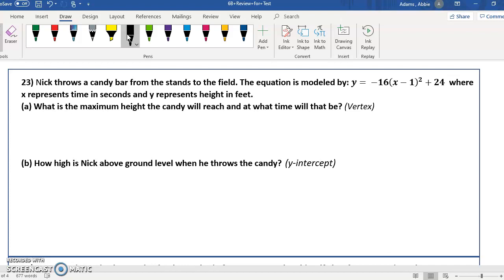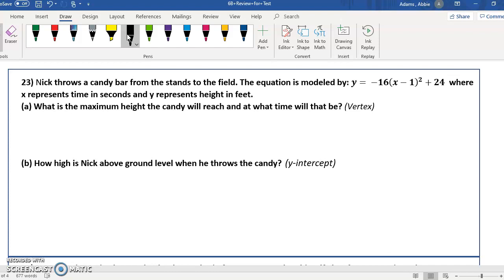So the equation is modeled by y equals negative 16 times (x minus 1) squared plus 24, where x represents time in seconds and y represents the height in feet. It asks us, what is the maximum height the candy will reach, and at what time will that be? So we're trying to find the vertex here.